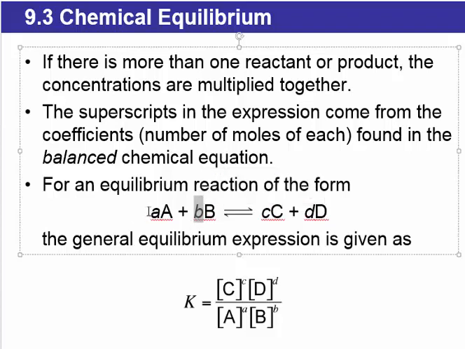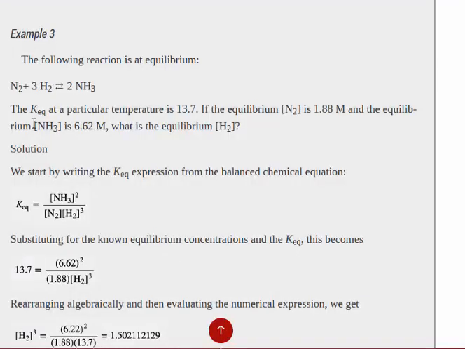So it's useful to see this applied to an actual chemical equation. So here we have a chemical equation. N2 plus 3H2 is in equilibrium with 2NH3. So to write the equilibrium expression, we have K on the left-hand side, and then on the right-hand side we have our ratio. In the numerator is the concentration of our product, ammonia, taken to the second power, because ammonia has a coefficient of 2 in the balanced chemical equation.